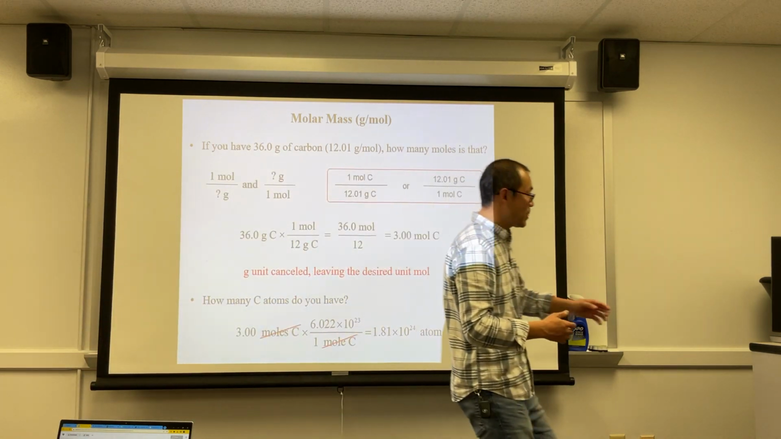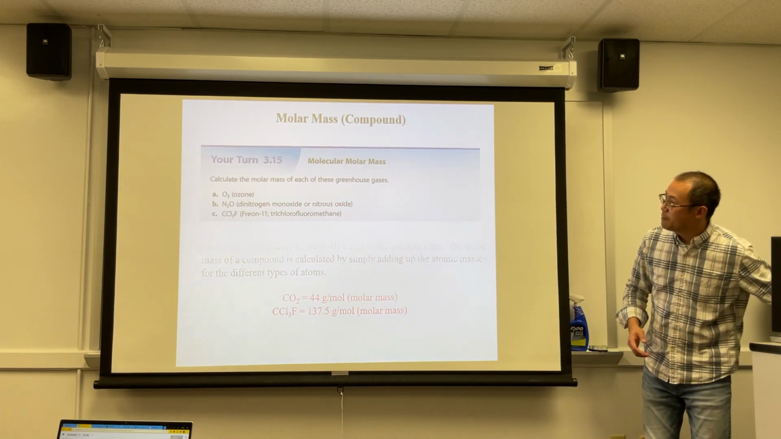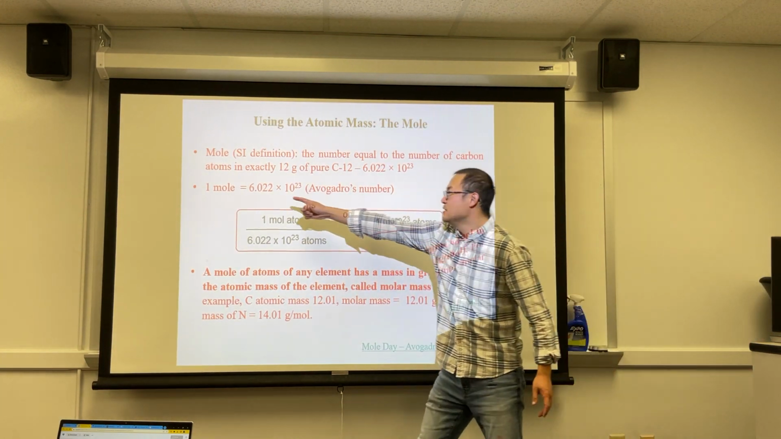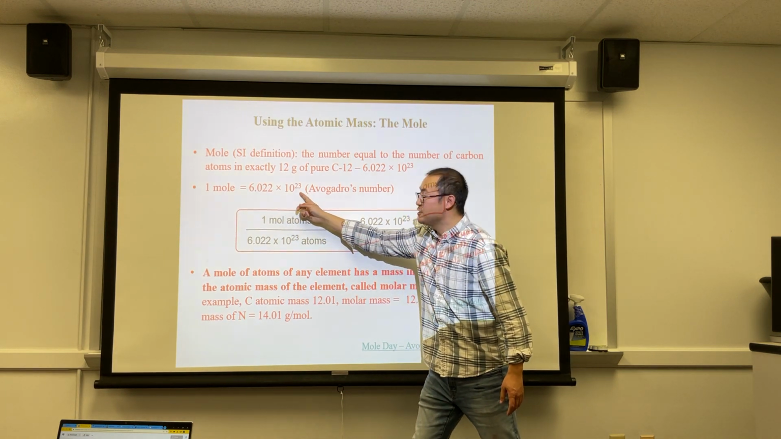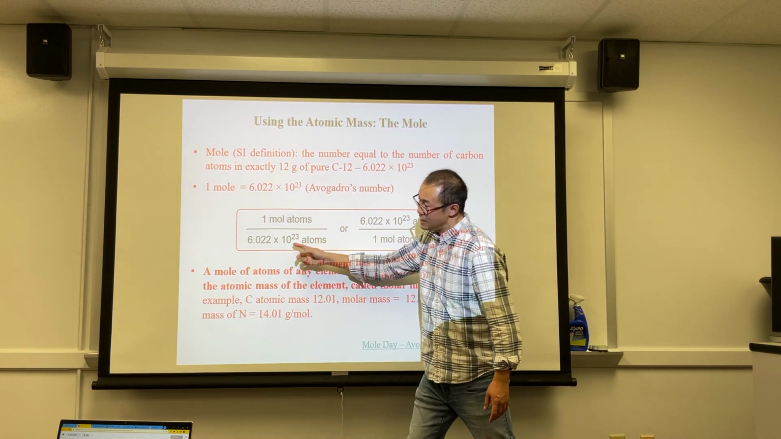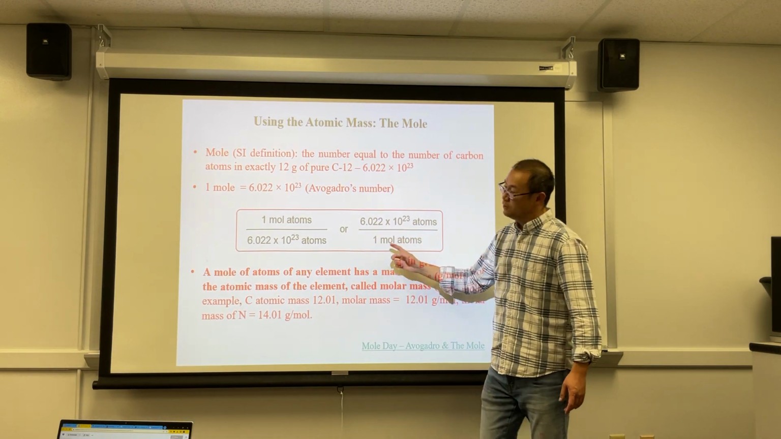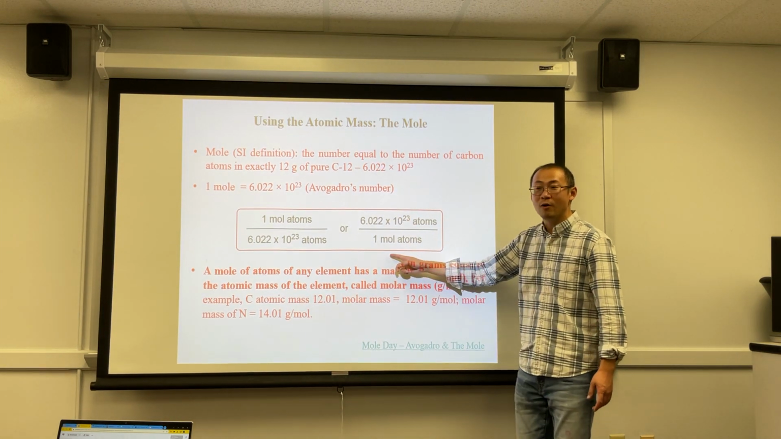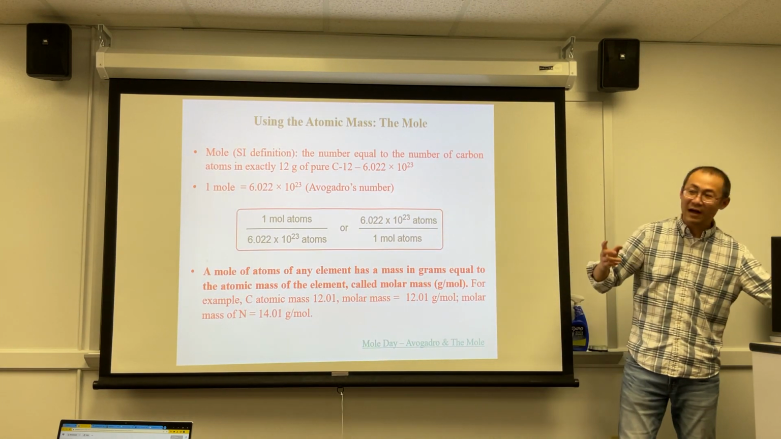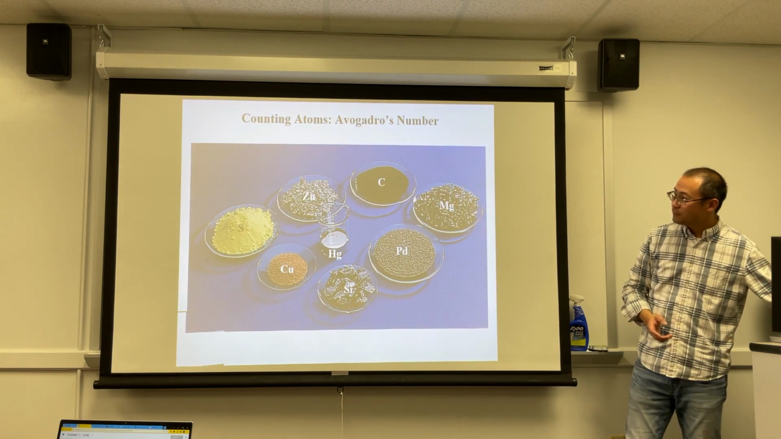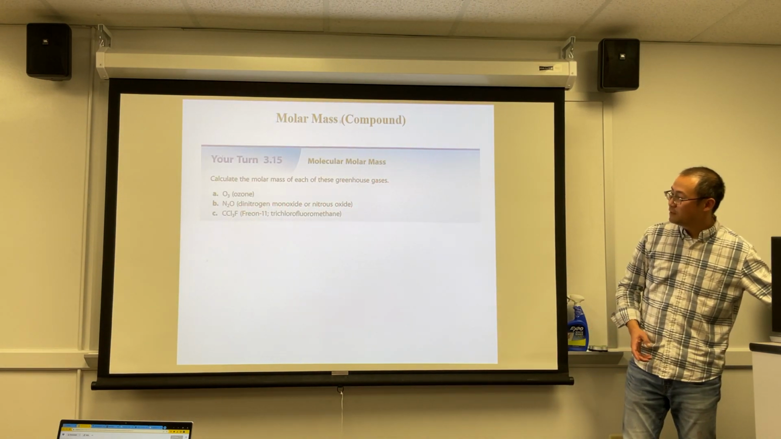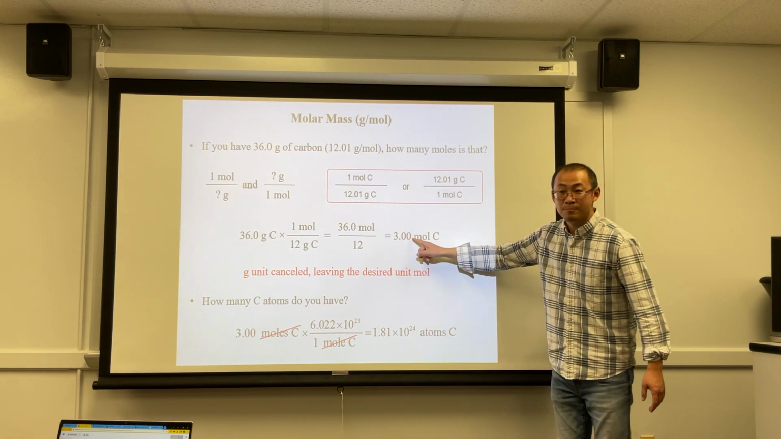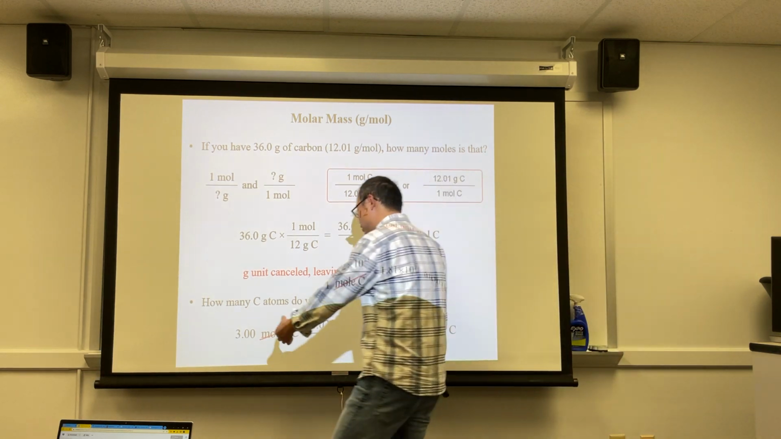Now, if you remember, I said earlier, a mole is 6.02 times 10 to the 23rd. So that means I can create these two. You see that? 1 mole is 6.02 times 10 to the 23rd, or 6.02 times 10 to the 23rd over mole. So these are the two I have. Then take a look. From the first step, I got 3 mole already. So I start with the 3 mole.